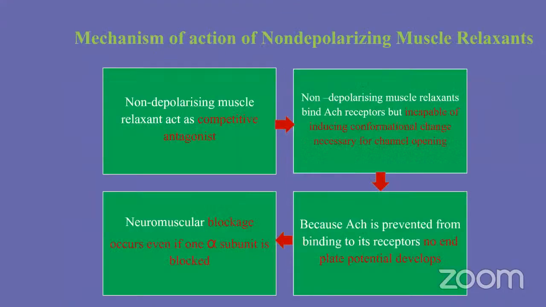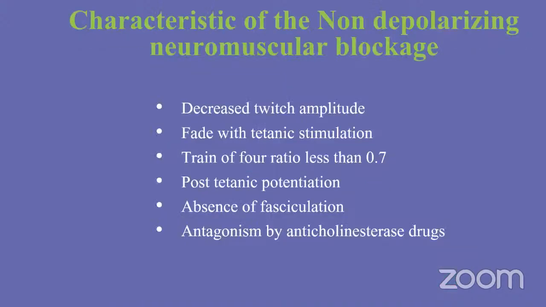So how do these non-depolarizing muscle relaxants act? They are competitive antagonists which compete with acetylcholine for the acetylcholine receptor. They bind to the acetylcholine receptor but are incapable of inducing the conformational changes necessary for channel opening; they just bind to the receptors. Because acetylcholine is prevented from binding to its receptor, no end plate potential develops. Neuromuscular blockade occurs even if only one alpha unit is blocked, which prevents acetylcholine binding. So it causes muscle relaxation.